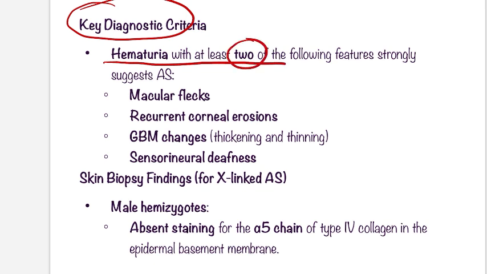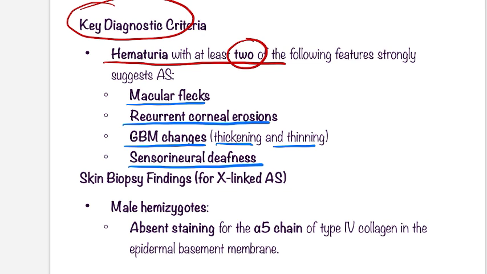So hematuria must be there to diagnose Alport syndrome, plus any two. From the eye, it is macular flecks and recurrent corneal erosions. Note that anterior lenticonus is not a part of the diagnostic criteria. In the kidney, GBM changes on electron microscopy like thickening or thinning, and from the ear point of view, SN hearing loss. So any two, this is very important. This has been asked multiple times.